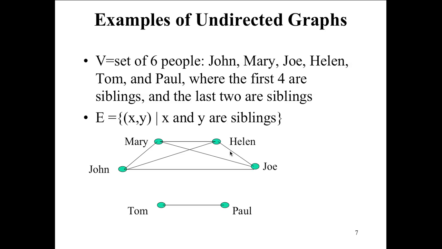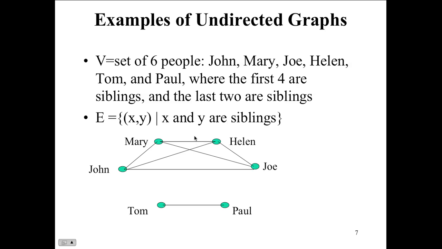These are undirected. So we have 6 people, John, Mary, Joe, Helen, Paul, and Tom, where the first 4 are siblings and the last 2 are not siblings. These 2 aren't siblings, they're not brothers and sisters or brothers and brothers. These guys are siblings, and so we can say X to Y, where X and Y are siblings, but there's no relationship in terms of one being younger or older than the other, and we're not showing direction.